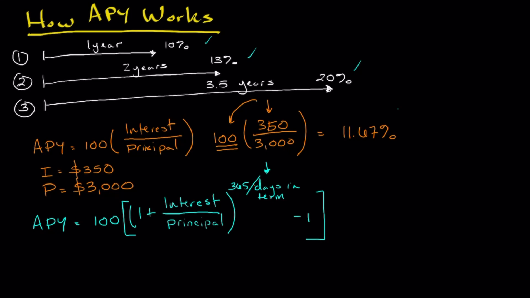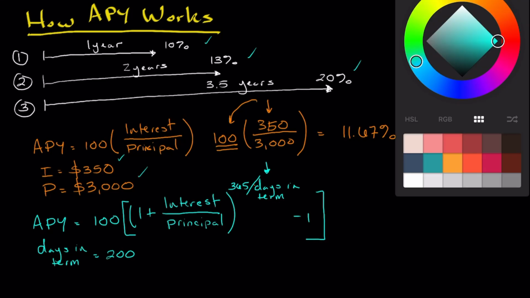So let's go ahead and perform the same calculation on the problem that we solved earlier, but let's make an important modification to it. We're still going to assume that the interest that we earn is $350 and our principal is $3,000. But what's going to vary is the days in the term, which are going to be 200. So it actually only takes us 200 days to earn $350 on a $3,000 investment.